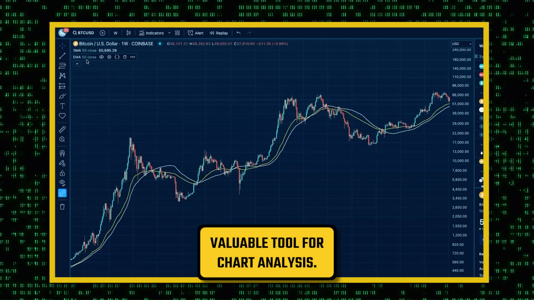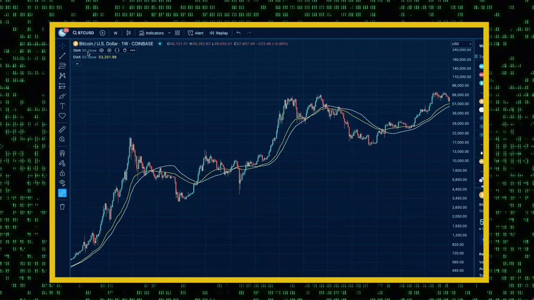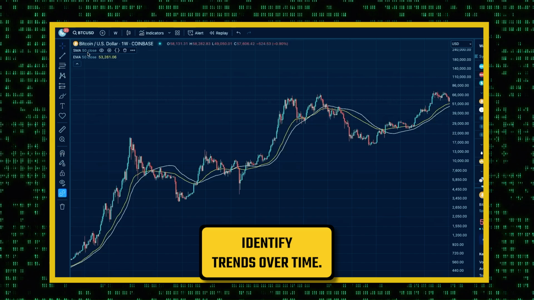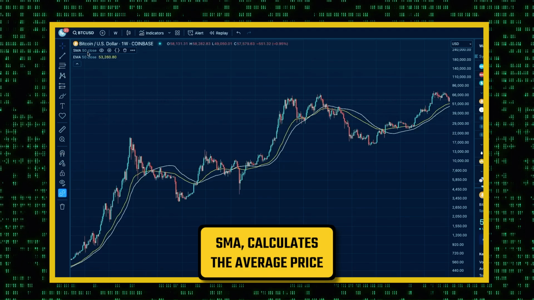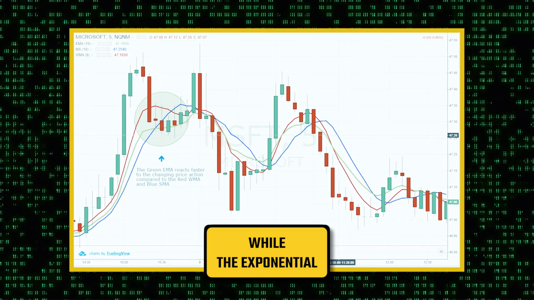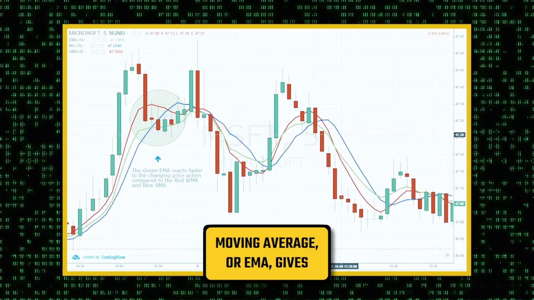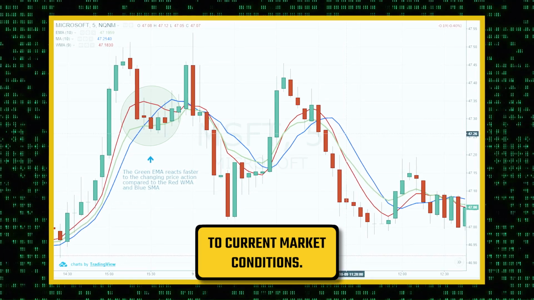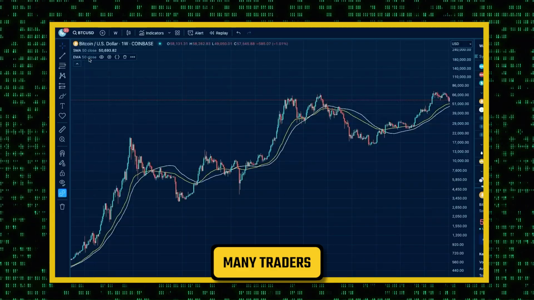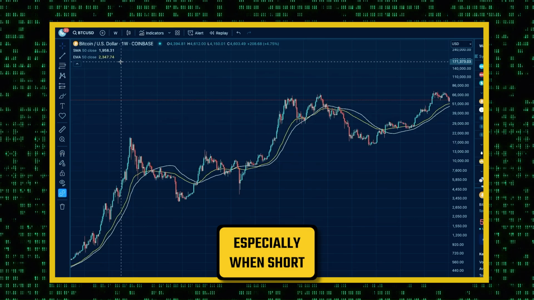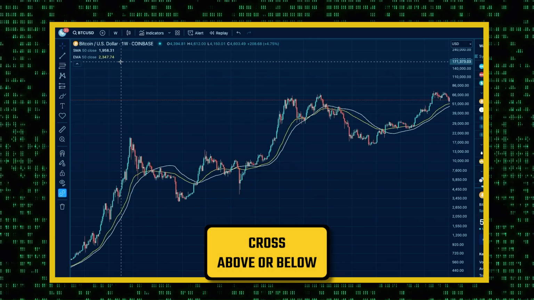Moving averages are another valuable tool for chart analysis. They smooth out price data, helping you identify trends over time. The simple moving average or SMA calculates the average price over a set number of periods, while the exponential moving average or EMA gives more weight to recent prices, making it more responsive to current market conditions. Many traders use moving averages to spot potential entry and exit points, especially when shorter-term averages cross above or below longer-term averages.